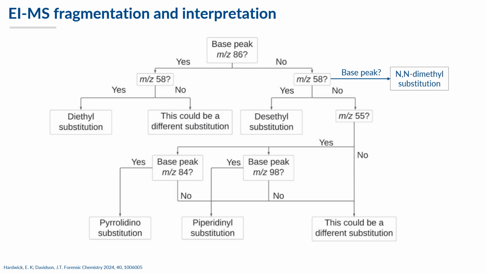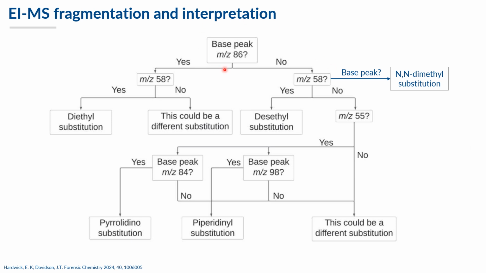Hardwick and Davidson put together another decision tree based on the alpha cleavage fragmentation pathway. First, we have to ask, is there a base peak of 86? If yes, then we look for a secondary peak of 58, and if that is present, we expect to see a diethyl substitution on the ethylamino portion of the nitazene. If there's a base peak of 86 and a peak of 58 is not present, then a different substitution pattern such as N-methyl and propyl could also be a possibility.